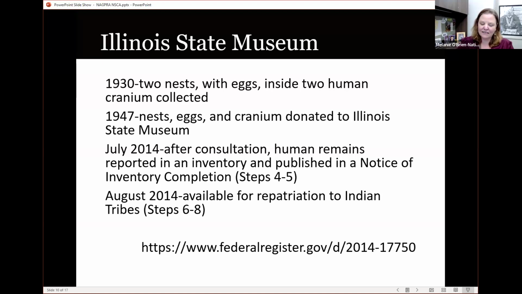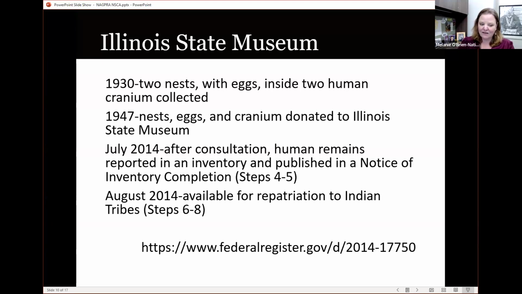In 1947, that collection of the nests, the eggs, and the human cranium were donated to the Illinois State Museum. In 2014, after consultation, the human remains were reported in an inventory of human remains and published in a notice of inventory completion. That's steps 4 and 5 under the regulations.